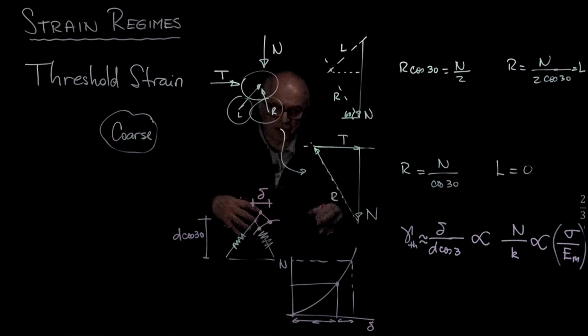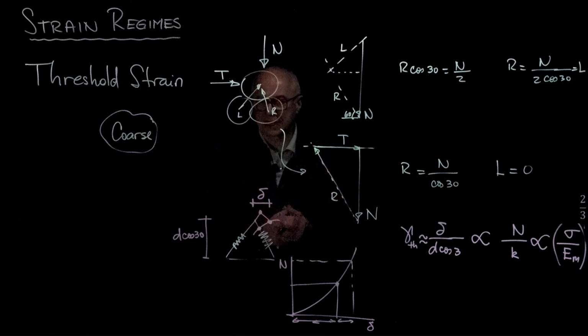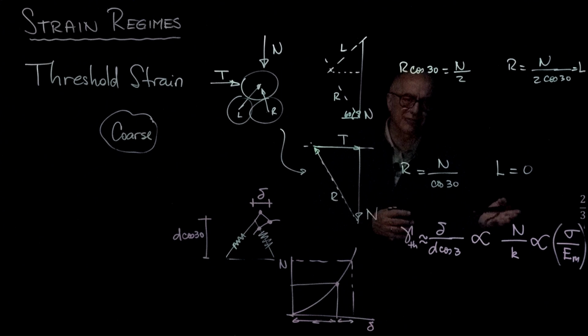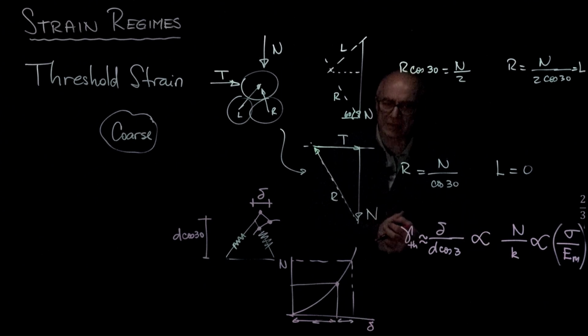The reason is because this is a Hertzian contact. But we still want to highlight the main point. The threshold strain will increase with confinement and decrease with the stiffness of the mineral that makes the grains.